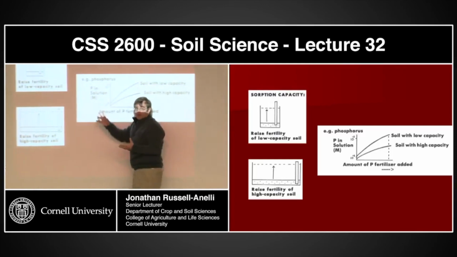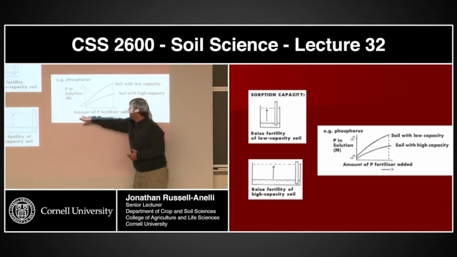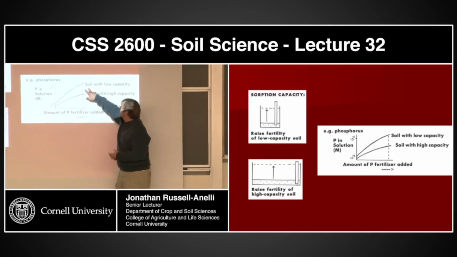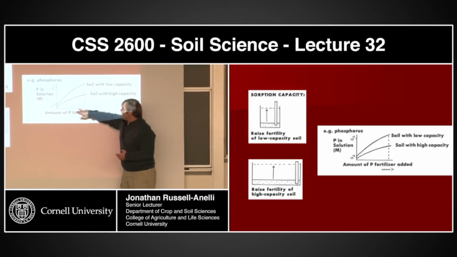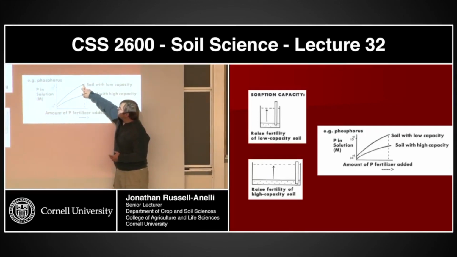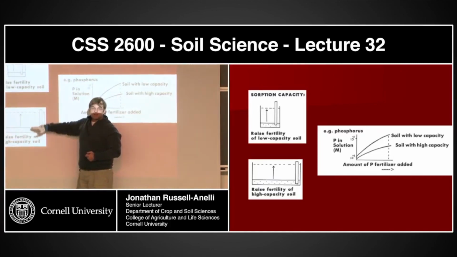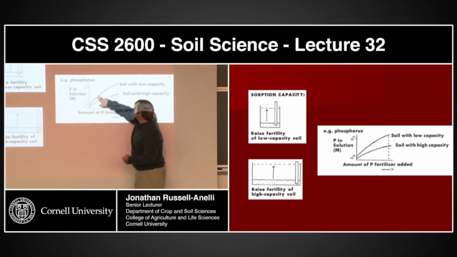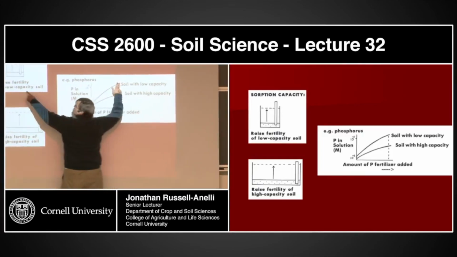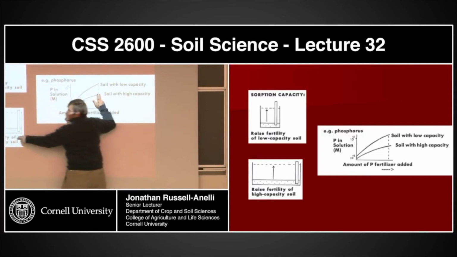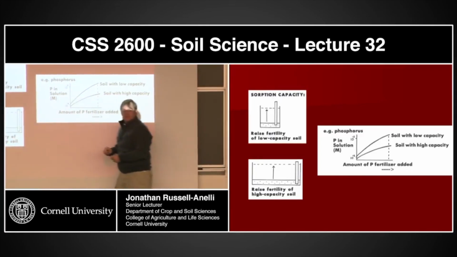Now, to do that, because the capacity here is so small and this is so large, let's imagine it's phosphorus, the amount of phosphorus that I would have to add as fertilizer to these two different soils, if I add X amount right here, it is going to raise the amount of phosphorus very much higher in this system than in this system. This line represents the low capacity soil. This line represents the high capacity soil. Does that make sense to everybody?